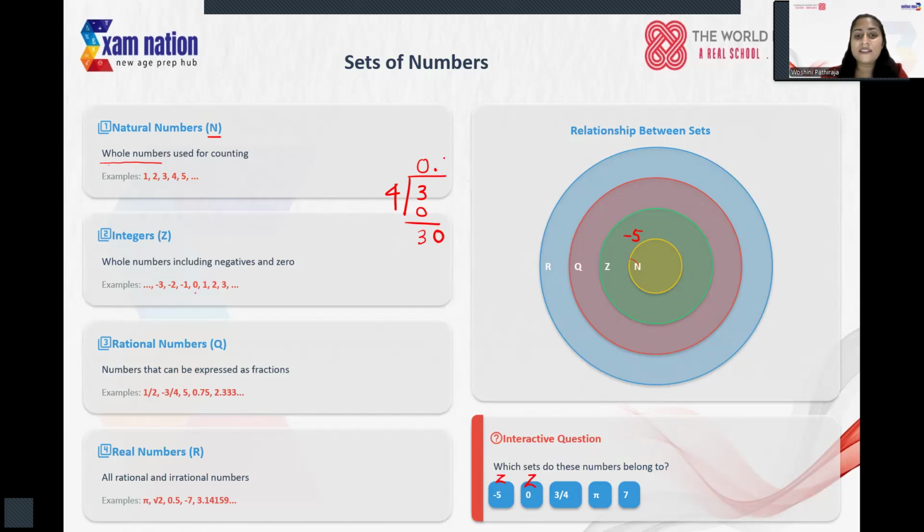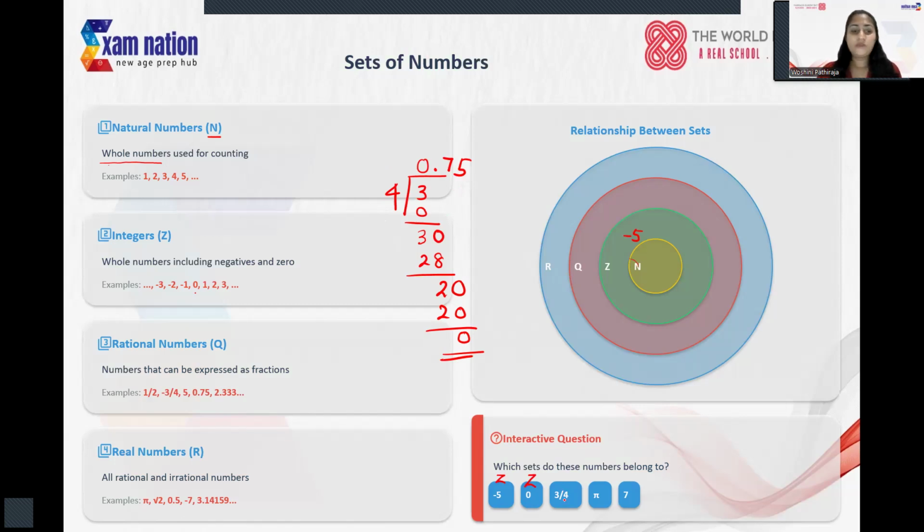For 30, there are 7 4s. 4 into 7 is 28. 30 minus 28 is 2. Then add another 0 here. For 20, there are 5 4s. 4 into 5 is 20. Then the dividing is over. It means we can divide 3 by 4 and we get a decimal number, 0.75.